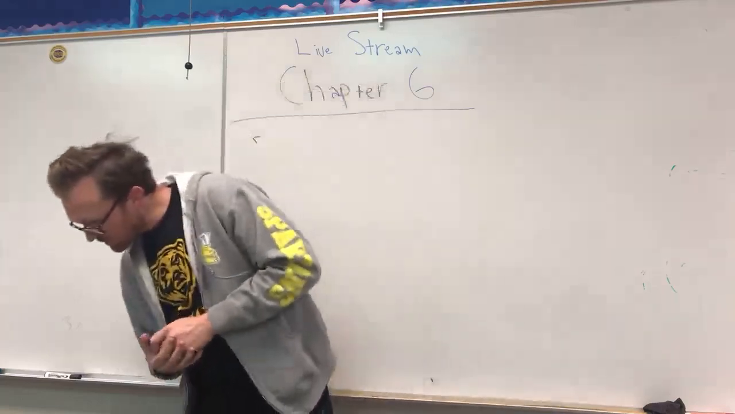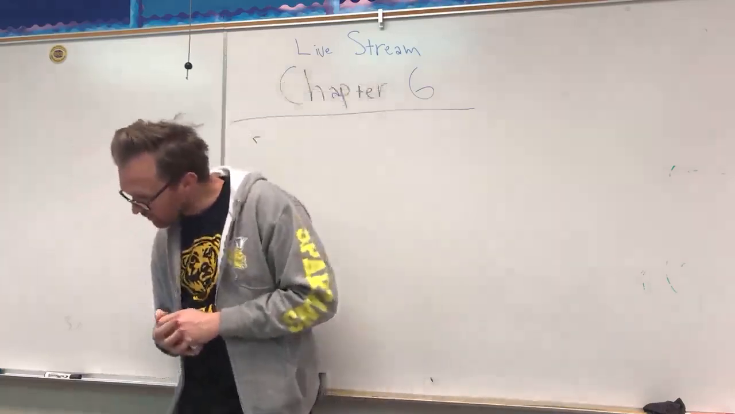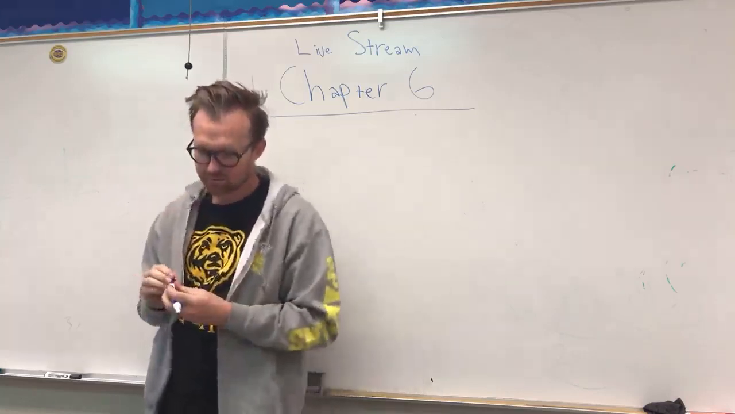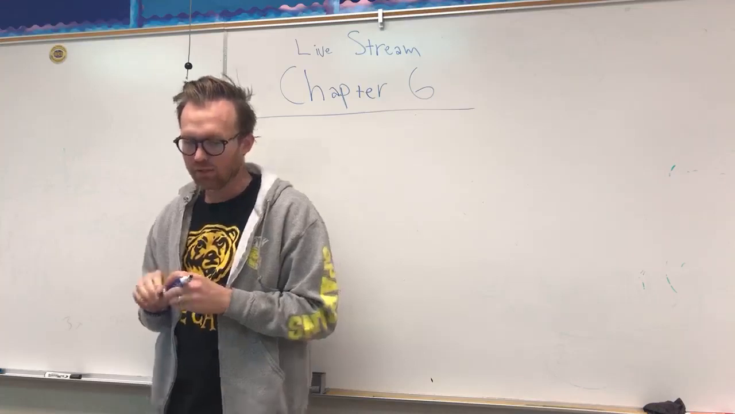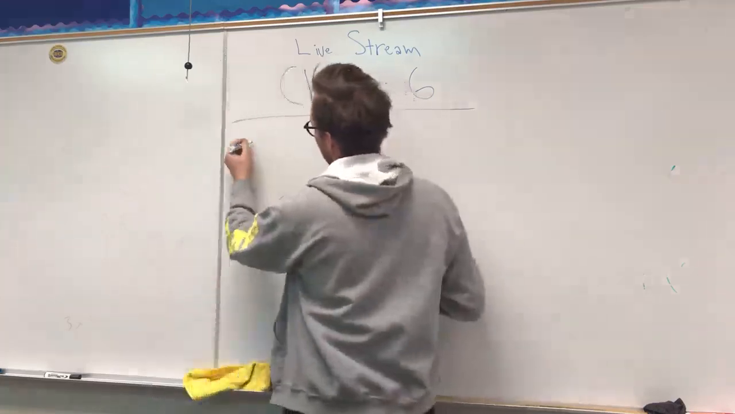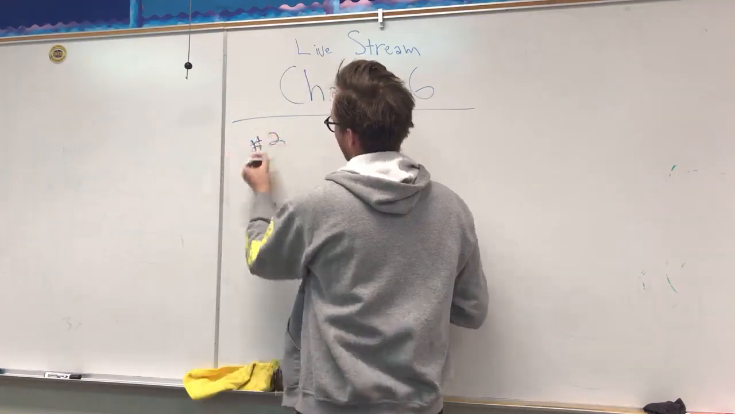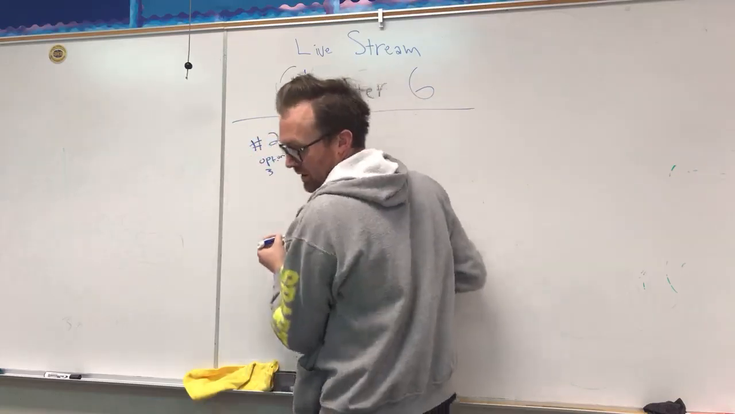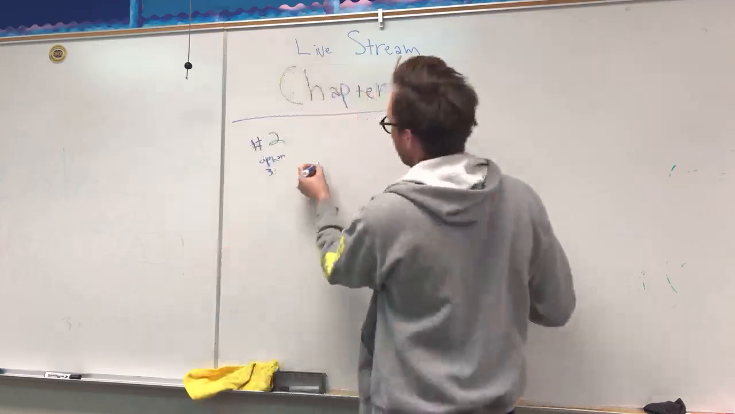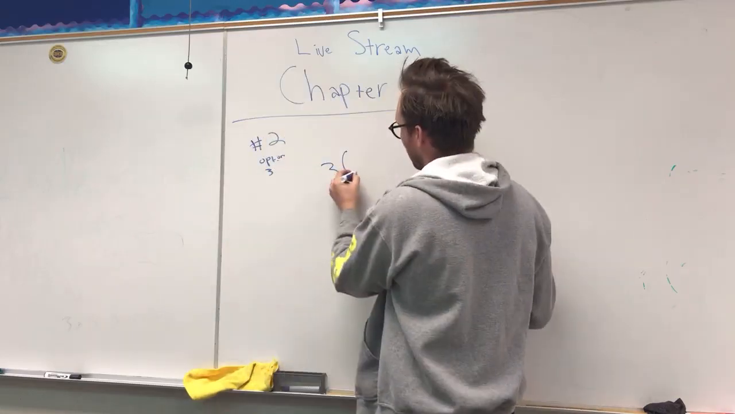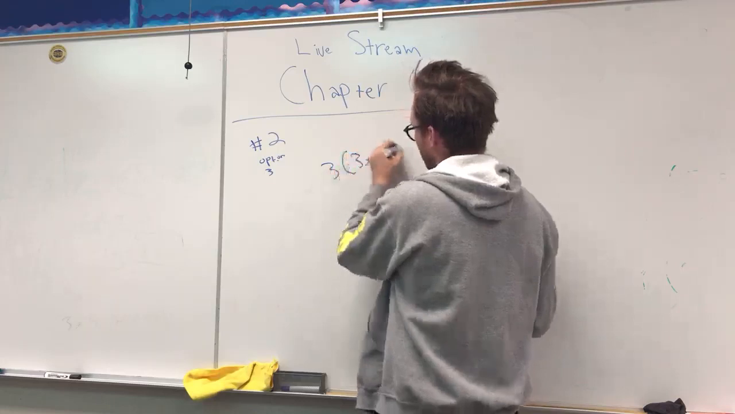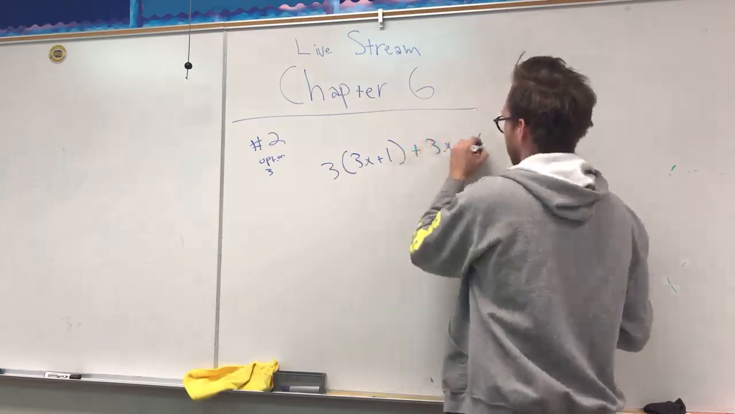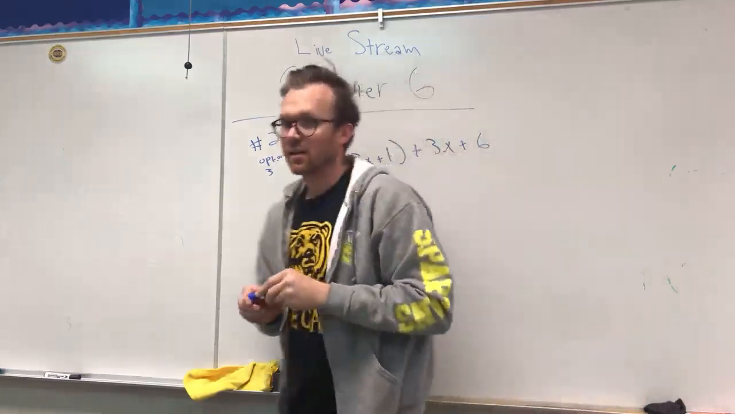Let's see. Somebody said number 4. Oh, Jackie. The double rainbow thing. Jackie, why don't we look at number 2, option 3. It was the one that says 3 groups of 3x plus 1 plus 3x plus 6. It's a lot of x's and a lot of numbers.